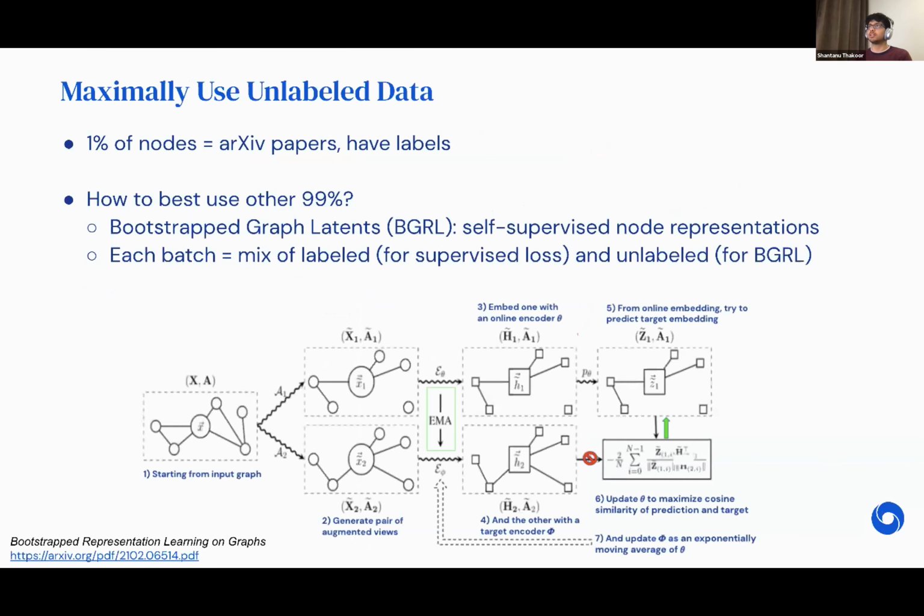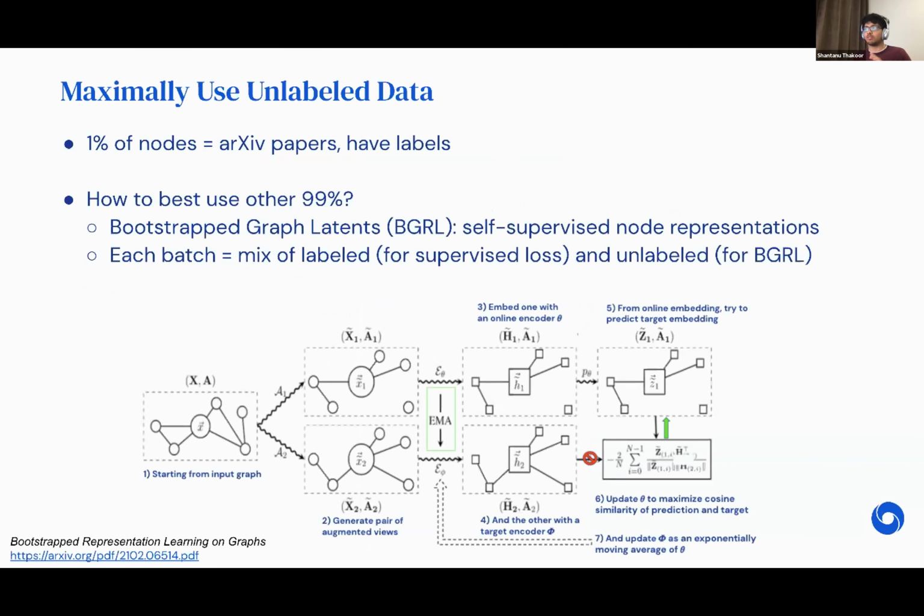And one of the most interesting things we were looking at in the end was how really to use the unlabeled data in the graph. So we know that 1% of the papers are arXiv nodes, which have labels. So that's great. But what's the best way to use the other 99%? For this, we explored using bootstrapped graph latents, or BGRL, for self-supervised node representations.